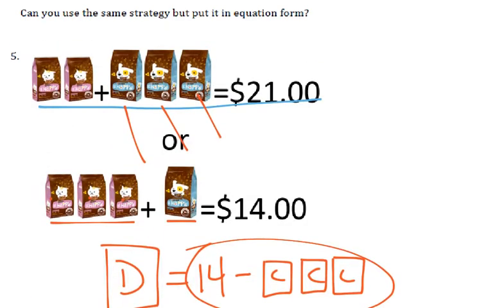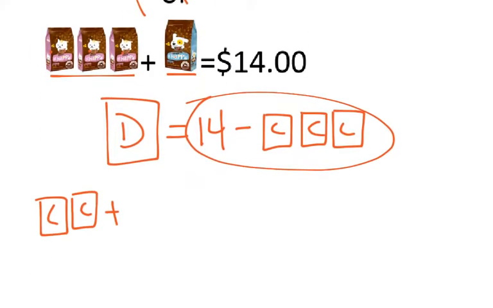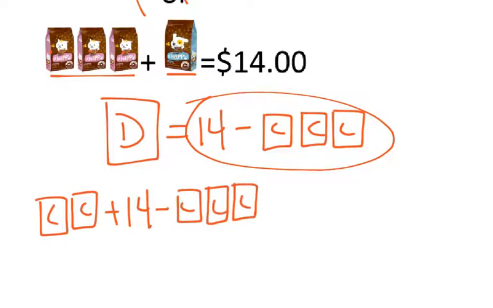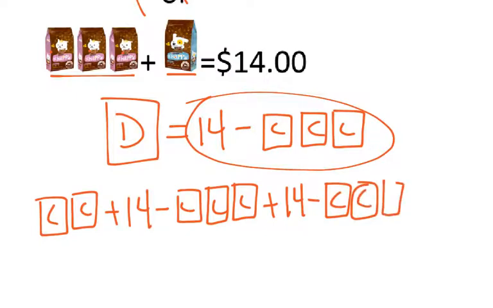Plus 3 bags of dog food. But we're saying that that dog food is really equal to 14 minus 3 bags of cat food, 3 times, right? Because there's 3 bags of dog food. Now, that doesn't look too easy, does it?